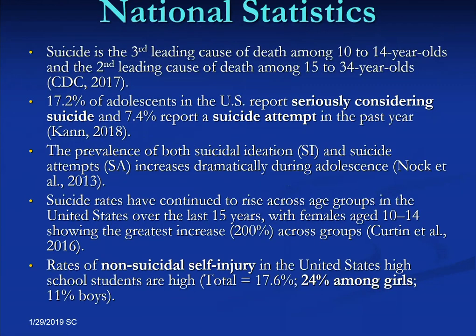Okay, good. National statistics. So let's lay the groundwork for why we're having this talk. Suicide is the third leading cause of death among 10 to 14-year-olds and the second leading cause of death among 15 to 34-year-olds. 17.2% of adolescents in the U.S. report seriously considering suicide, and 7.4% report a suicide attempt in the past year. That's from a relatively recent paper. The prevalence of both suicidal ideation and suicide attempts increases dramatically during adolescence. Suicide rates have continued to rise across age groups in the United States over the last 15 years, with females aged 10 to 14 showing the greatest increase, 200% across groups.